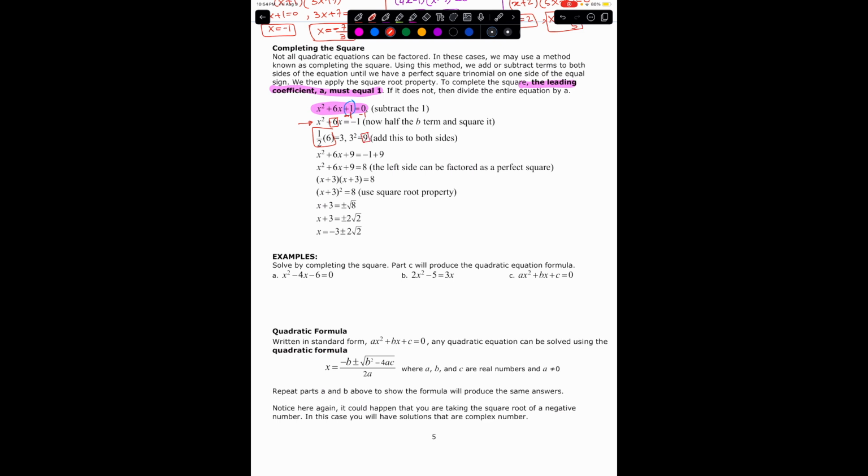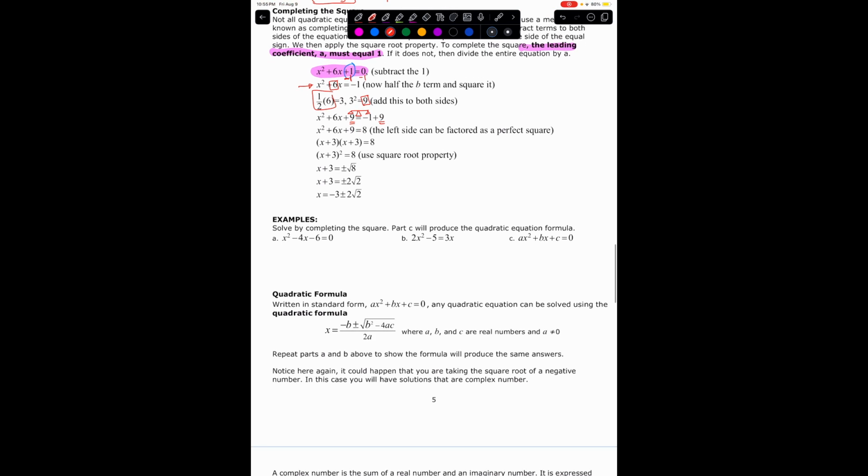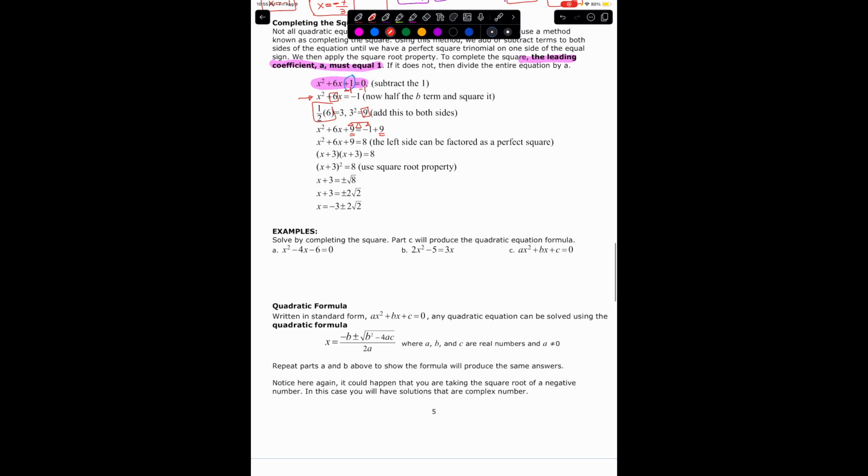So now 9, we know, is the magic number that is going to turn the left-hand side, which is a trinomial, into a perfect square trinomial. We have to add it to both sides of the equation because this is an equation, a scale that we do not want to tip over. So whatever we do to the left-hand side, we do to the right-hand side. So if we add 9 to both sides, we end up with x squared plus 6x plus 9 equals 8. -1 plus 9 is equal to 8.